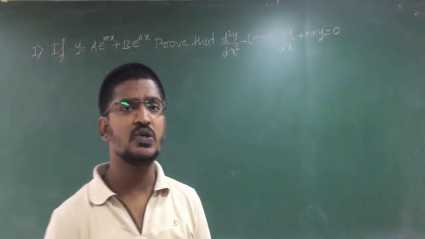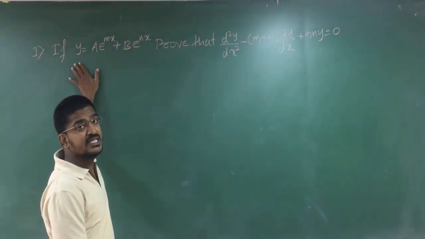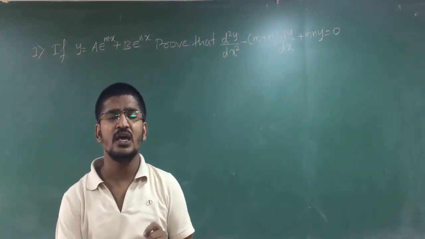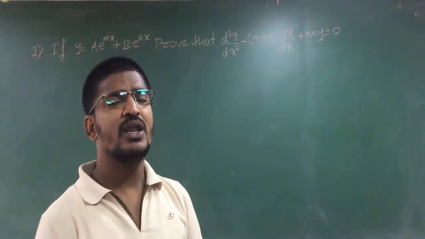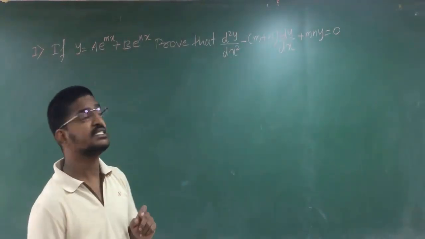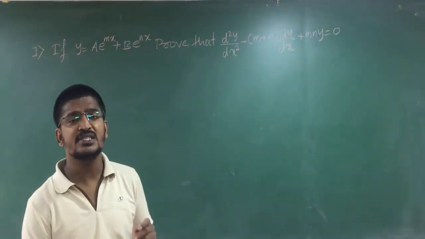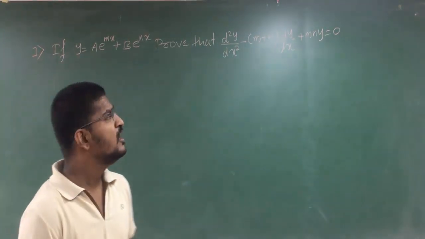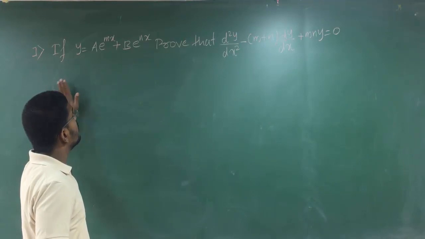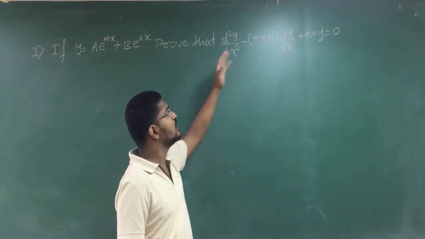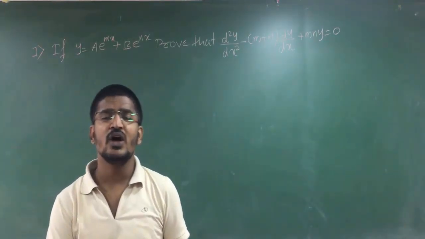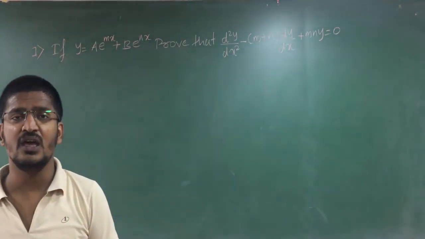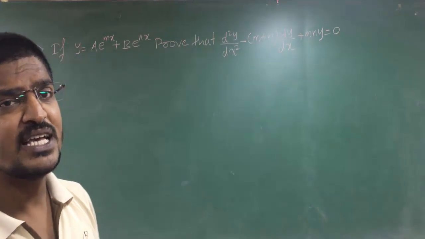Clear students? So here the y function is given, you have to prove this. Very important problem of your exercises. Sometimes in your annual exam they have asked this question in your Karnataka board. So for that reason, if y equal to the given function, prove that d square y by dx square minus m plus n dy by dx plus mn y equal to 0. Let us solve this.